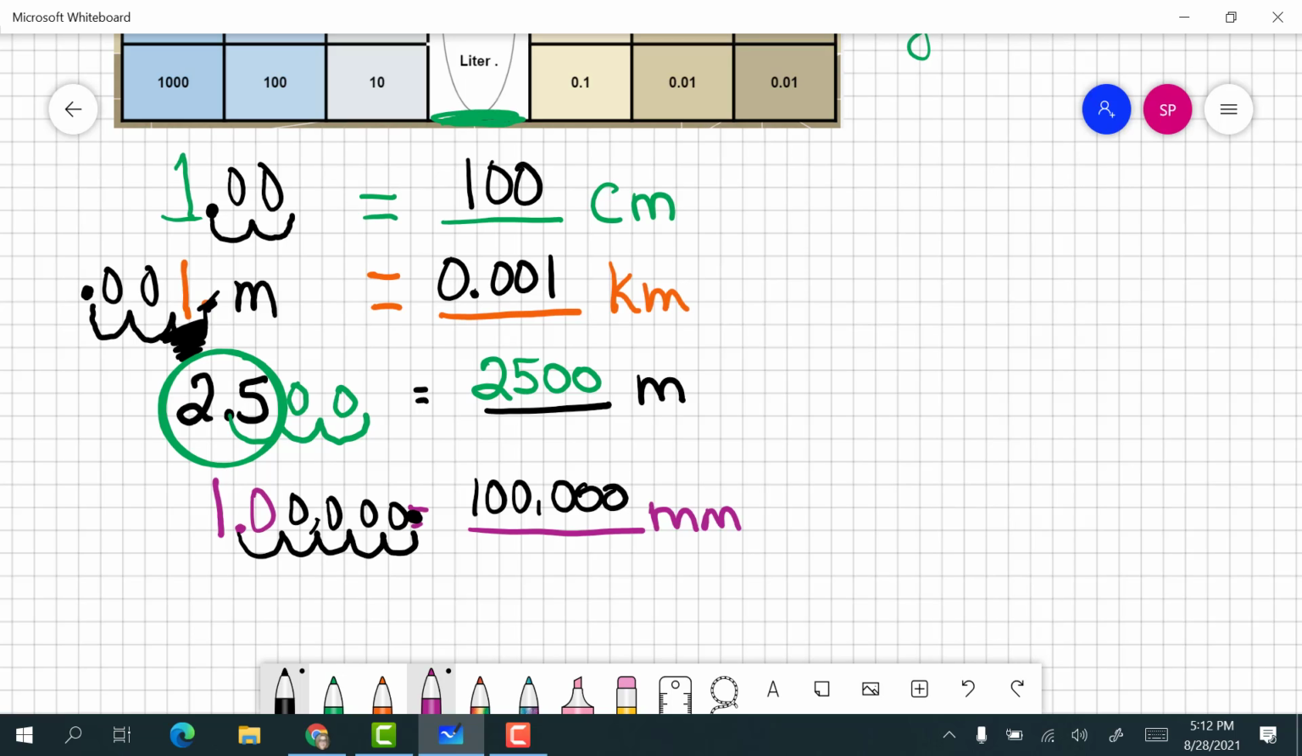So basically that's how you use this chart. Hopefully you guys can get the grasp of that. So if you have any questions after this, make sure you ask.